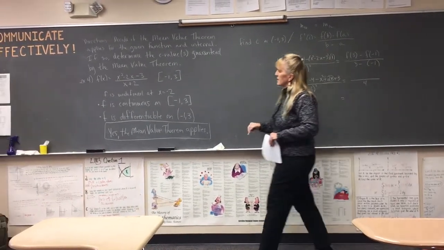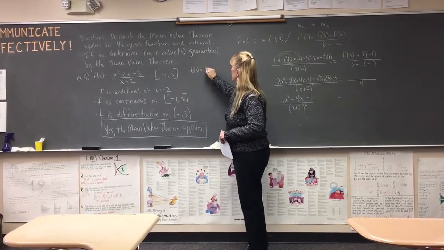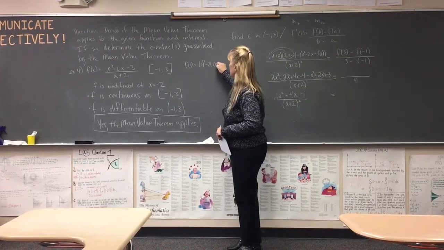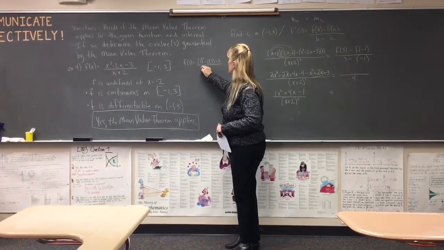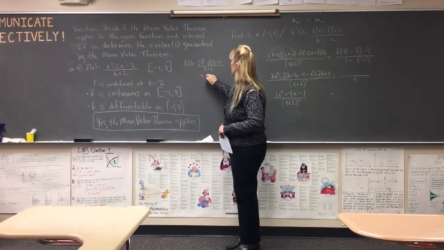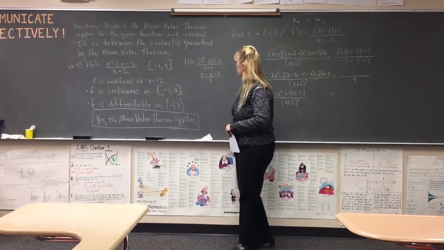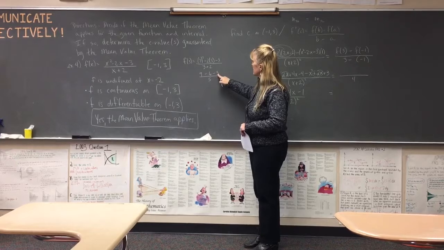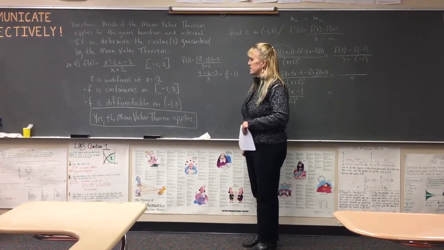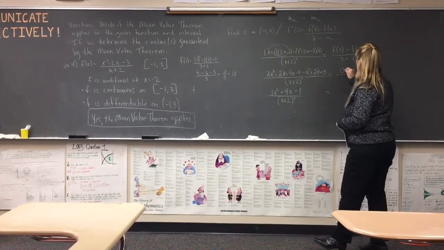f of 3. I need to come over here and think about what is f of 3. I have 3 squared minus 2 times 3 minus 3 all over 3 plus 2. So this is 9 minus 6 minus 3 all over 5. 9 minus 6 minus 3, I do believe that's going to give me a 0, and 0 over 5 is 0. So I now know f of 3 is 0.